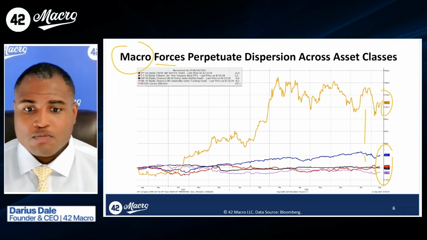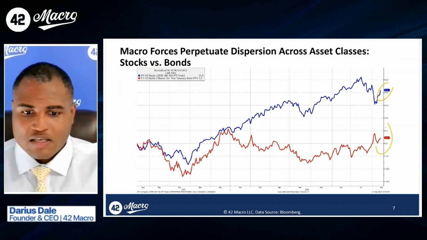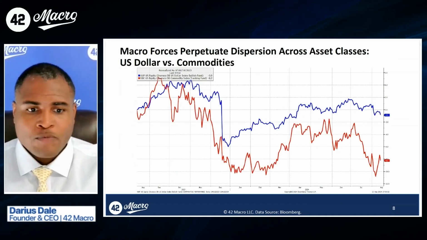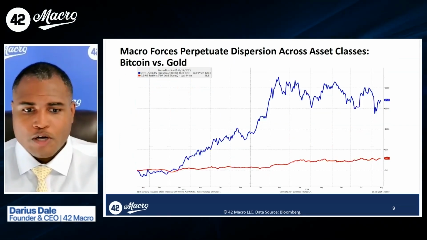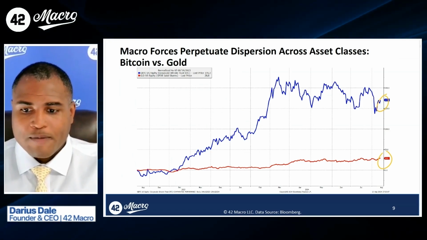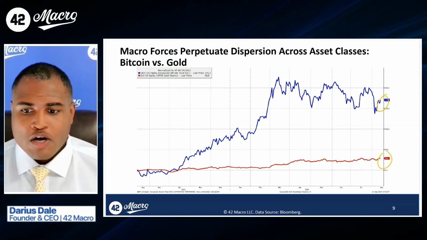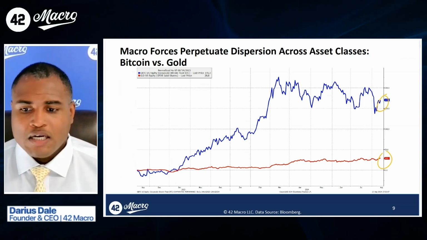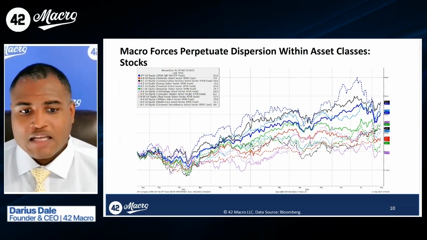So macro forces perpetuate dispersion across asset classes. You can see the return of stocks versus bonds is quite disparate on the trailing 1 year look back. The return of the US dollar versus commodities, quite disparate on the trailing 1 year look back. The return of Bitcoin and gold are quite disparate, although both are up quite a bit. Gold's probably got a higher Sharpe ratio, but those returns are still quite disparate in the context of what's driving that. Macro forces perpetuate dispersion within asset classes as well.